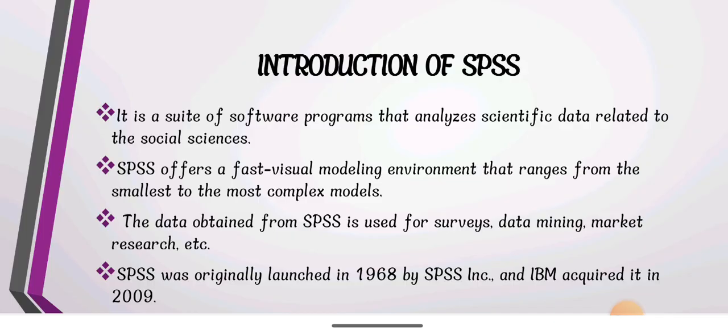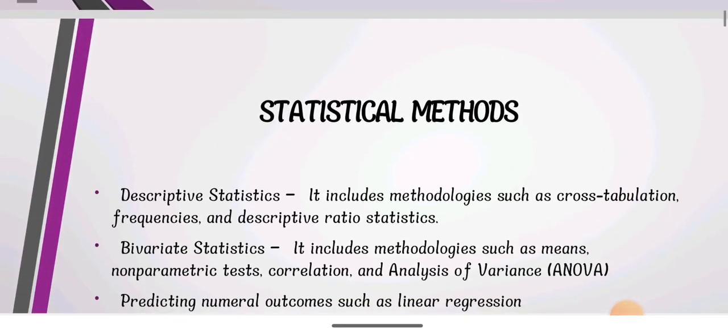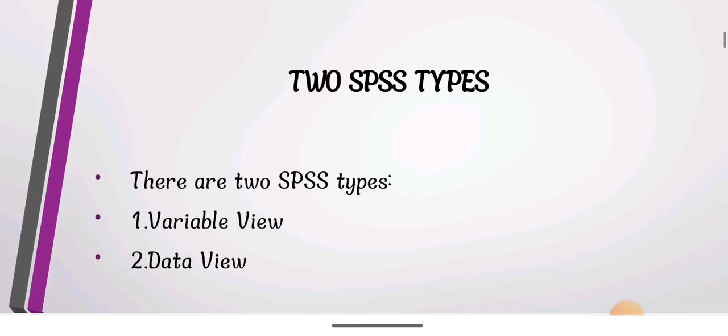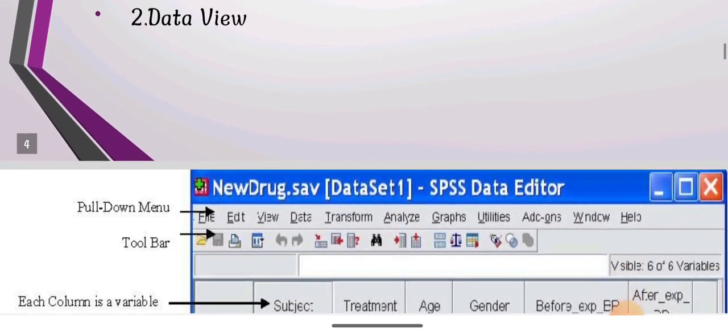Okay, this SPSS was developed by IBM in the year 2009. The data obtained in SPSS is used for surveys, data analysis, data mining, and for research purposes. We are all using the SPSS software. Okay. Next one, there are two types of views in SPSS. First one is the variable view. Second one is the data view.